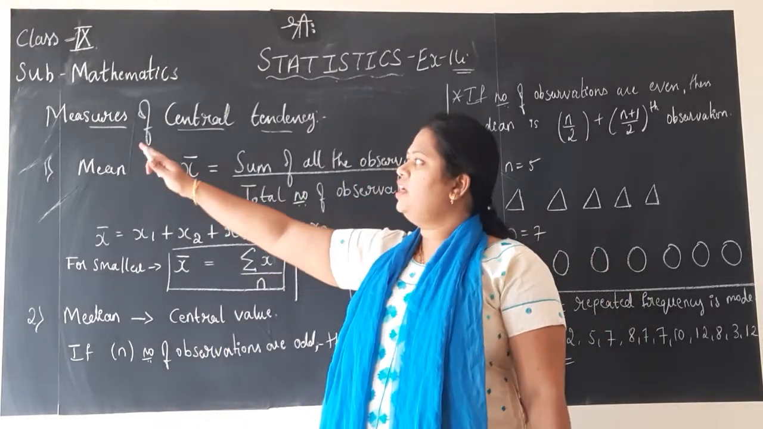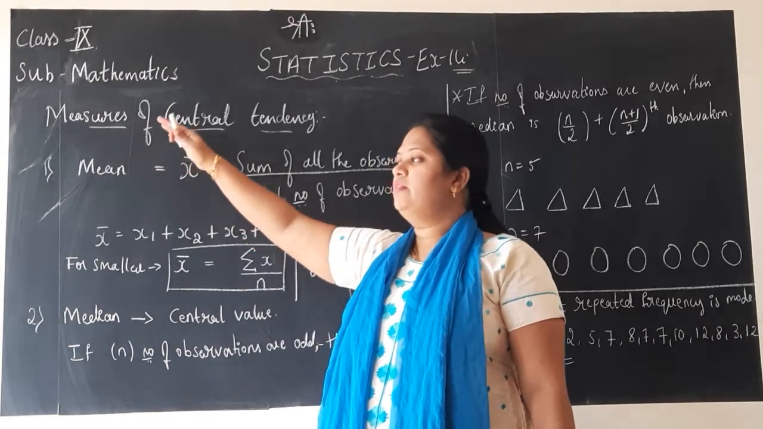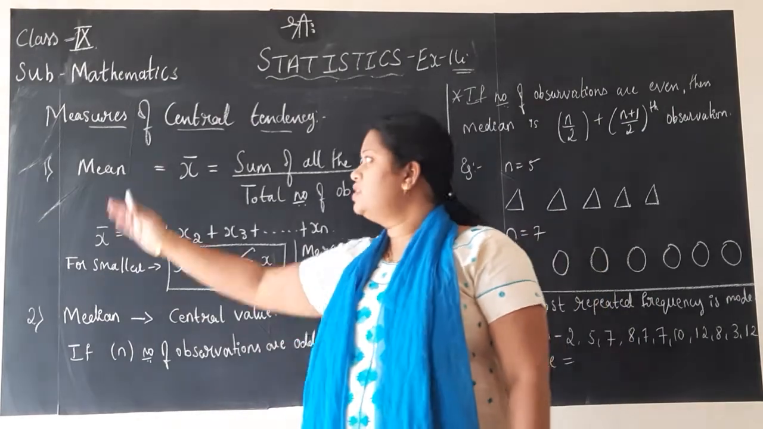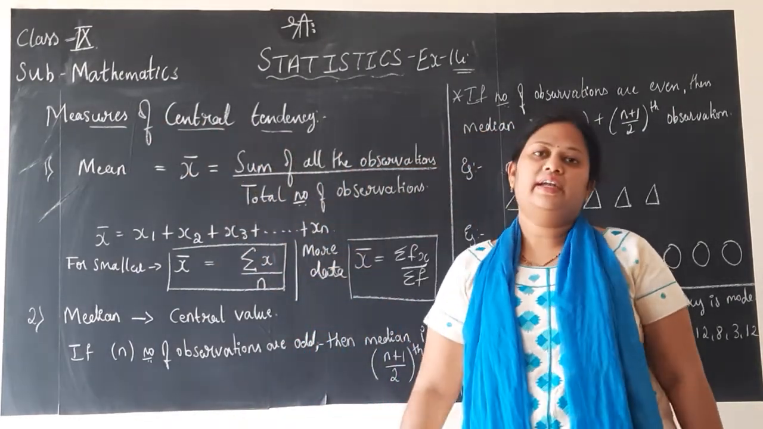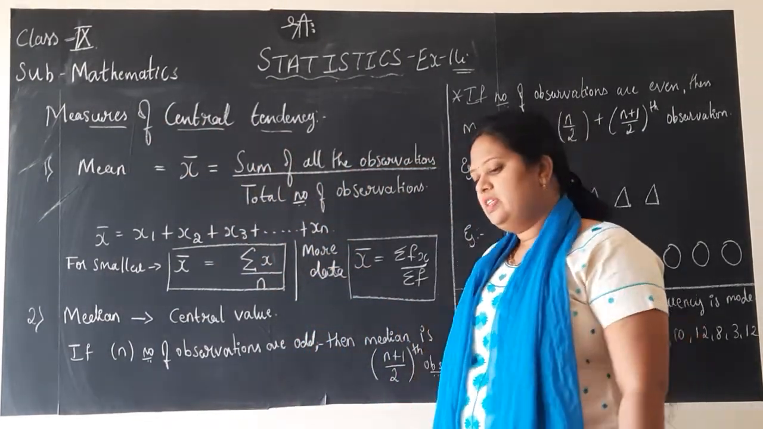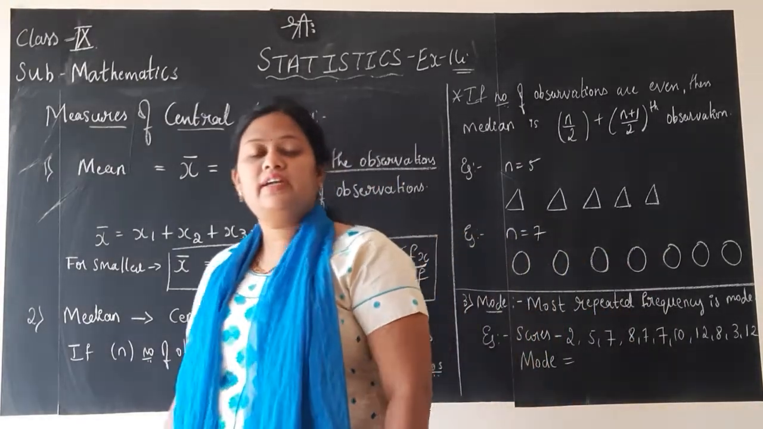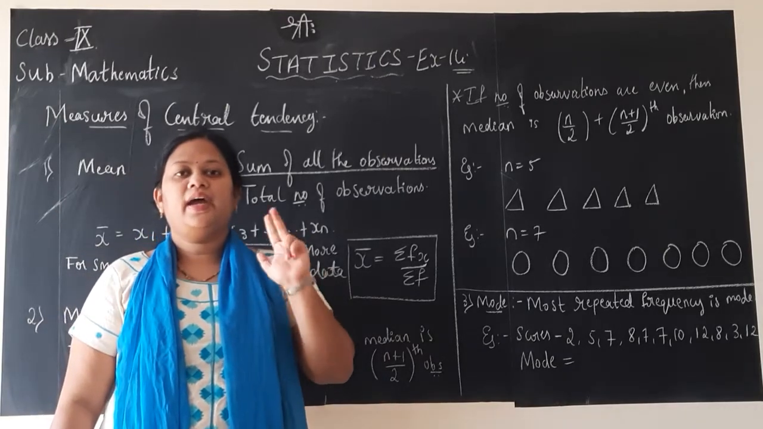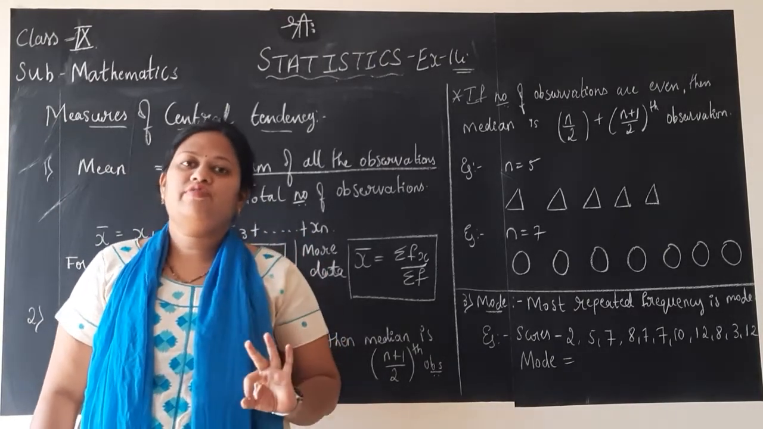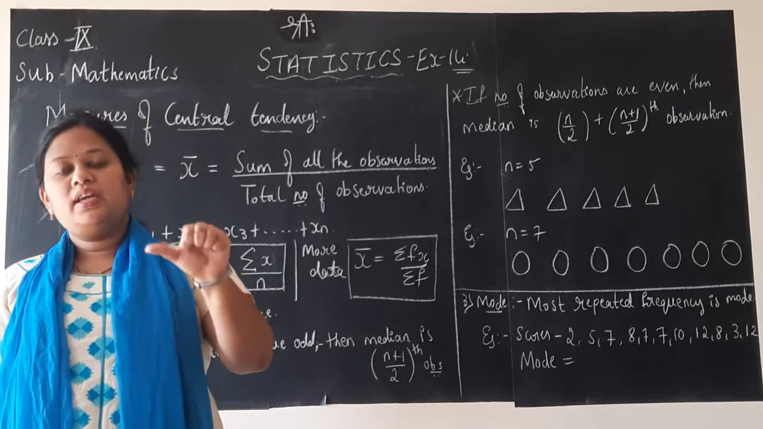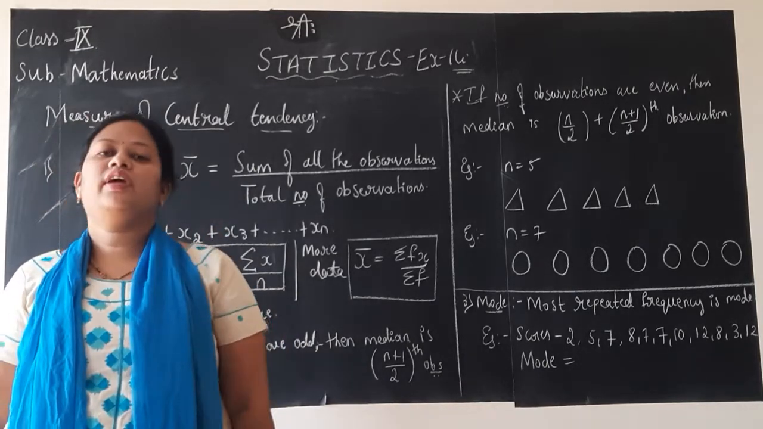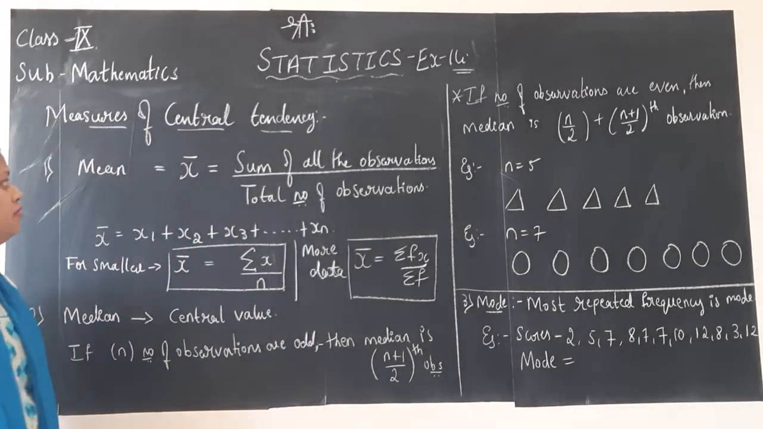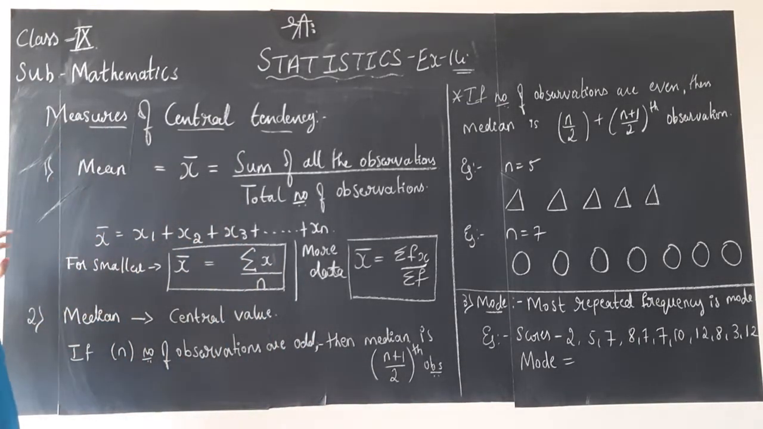Today we are going to study one more method of interpreting the data, that is by measures of central tendency. Whenever we say the word measures of central tendency, there are three types, that is mean, median and mode. Which are the three measures of central tendency, children? Mean, median and mode for any given data. So let us learn one by one. First one is the mean.